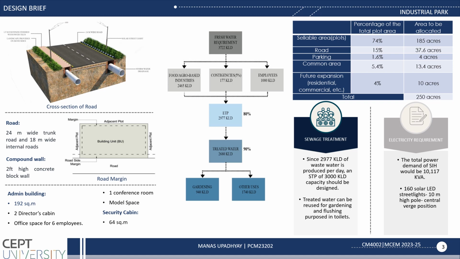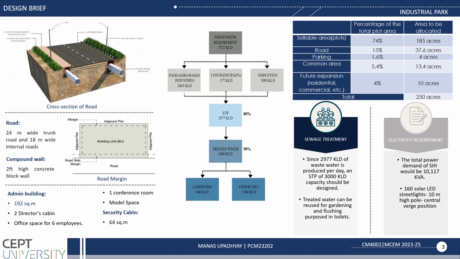This is the cross section of the road, showing the 24-meter wide road, one street light and stormwater drainage. The height of the compound wall is given as 2 feet, and the size of the admin building is 192 square meter, which has two directors' cabins, office space for 6 employees, one conference room and one model space. The size of the security cabin is given as 64 square meter.